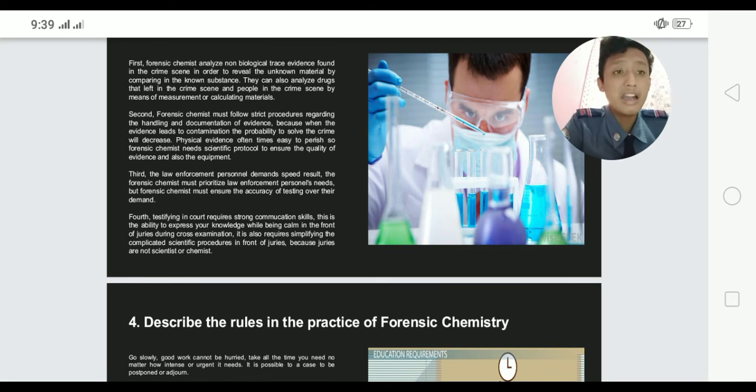Siyempre, jury yun. Ang alam nun, mga kaso, mga batas. Tapos bigla mong bibigyan ng technical words. Hindi daw dapat yun. Kasi kailangan, kaya mong isimplify yung word mo na naiintindihan ng lahat, kahit hindi sila scientist na katulad mo.